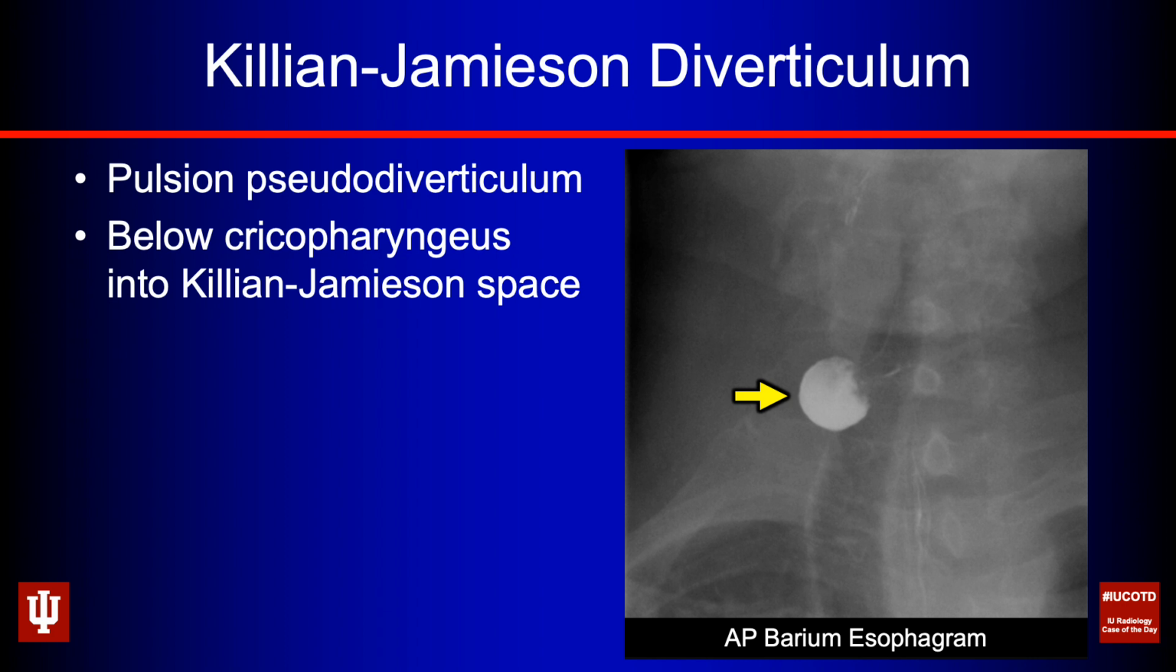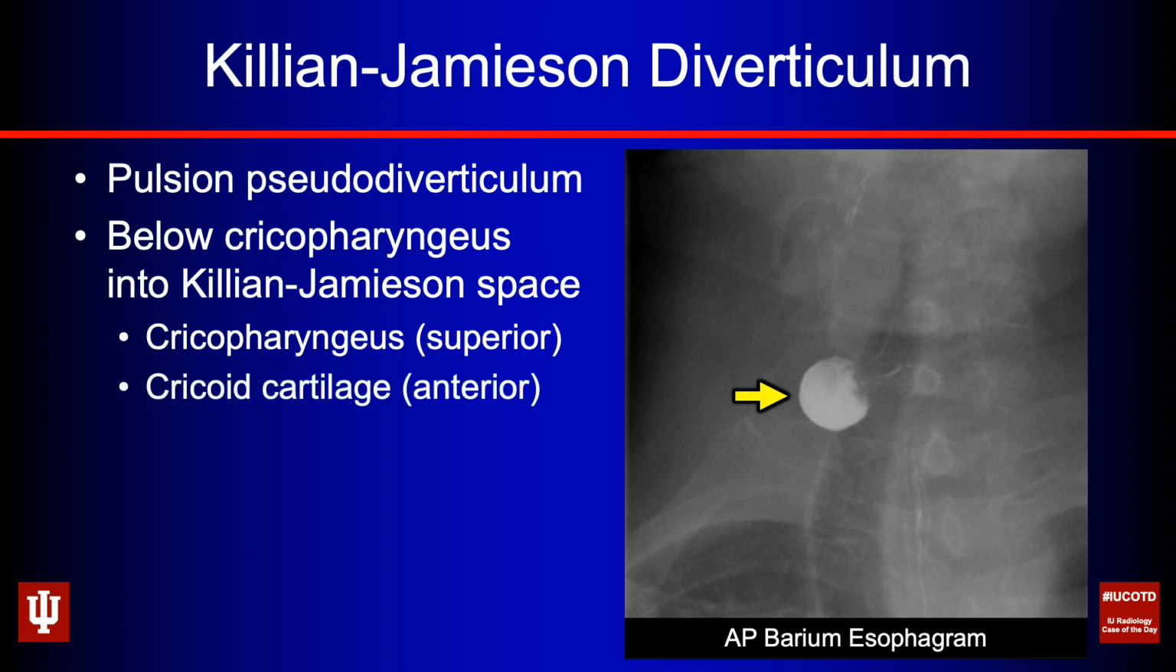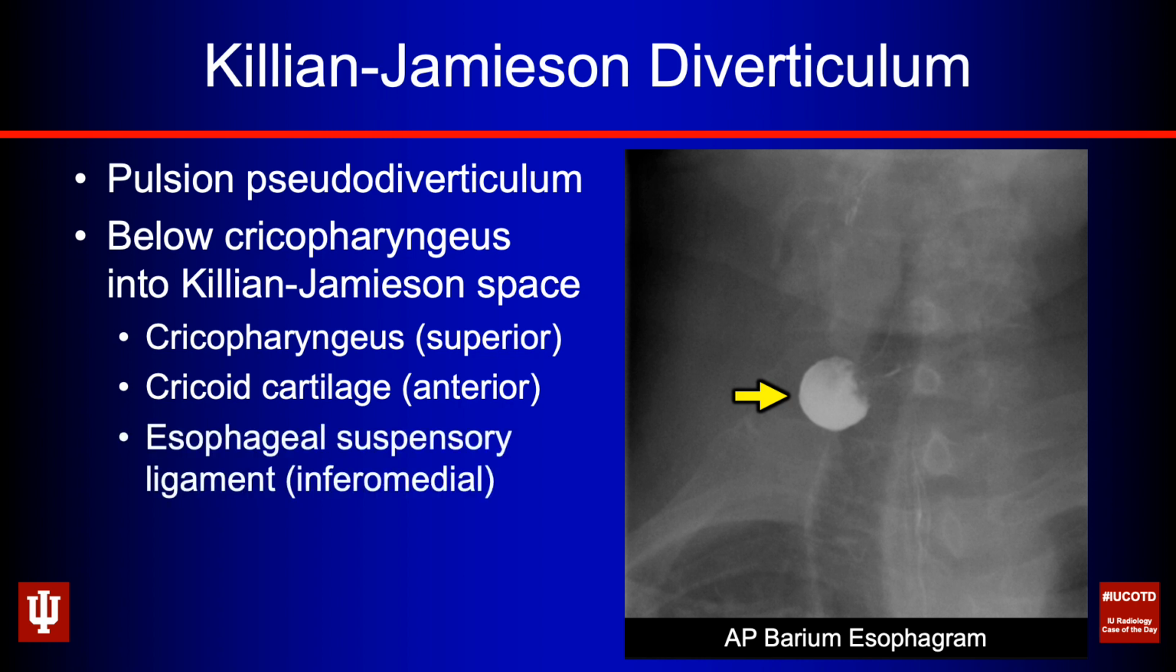But it is important, especially for the residents out there, to recognize what sort of makes up this Killian-Jamieson space. It's defined superiorly by the cricopharyngeus muscle. So that's going to be sort of the superior border of it. Anteriorly, it's going to be made up of the cricoid cartilage. And then it's a triangle. So the third side is going to be the esophageal suspensory ligament, which sort of sits inferomedially.